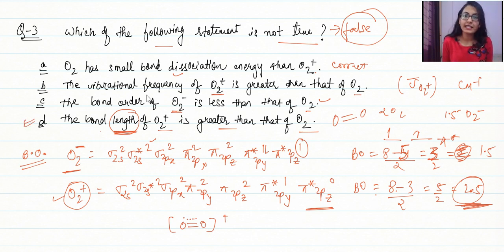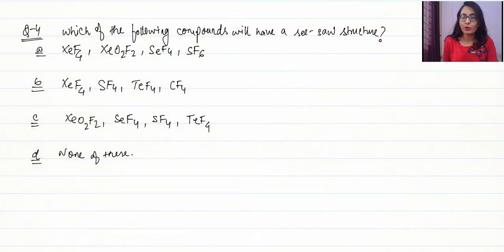So option number D is not true. This is our false one, right? So the D is our correct answer. Alright, so here we go on our question number 4. This is our last question for this video. Which of the following compounds will have a seesaw structure?